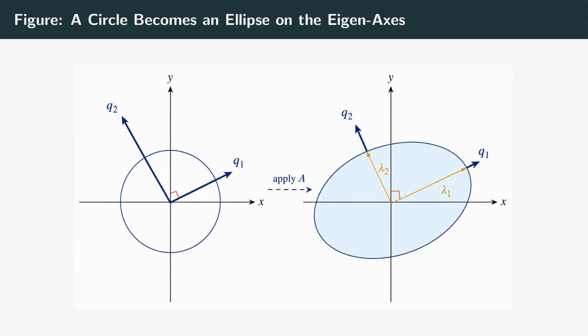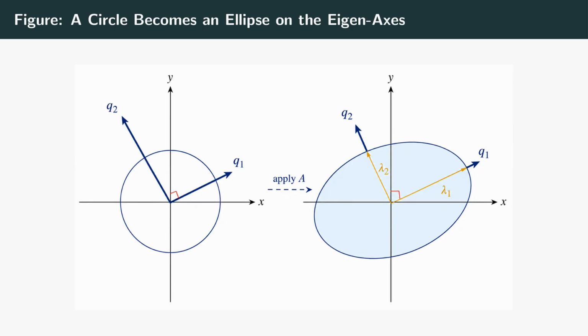Here is the geometry on one canvas. On the left, a unit circle, and through its center two perpendicular arrows, the unit eigenvectors Q1 and Q2. Notice they point in tilted directions, not along the horizontal and vertical axes. The matrix gets to choose its own preferred directions. Now apply the symmetric matrix A. The circle becomes an ellipse, shown on the right.